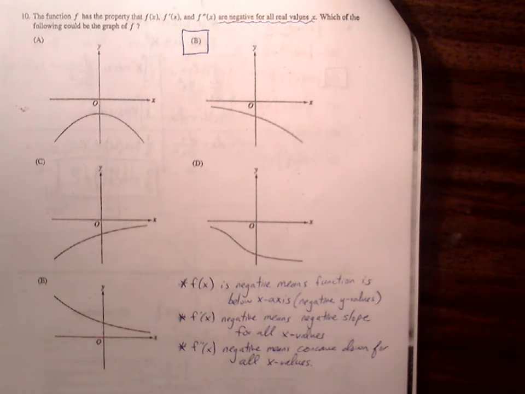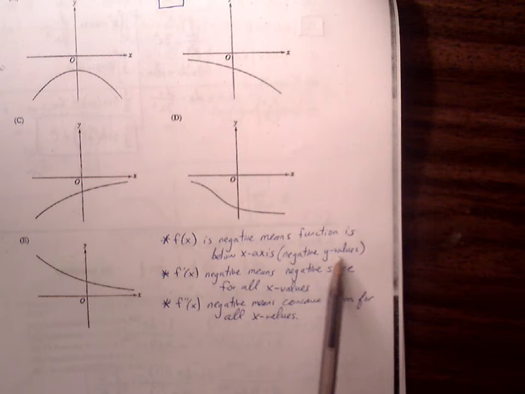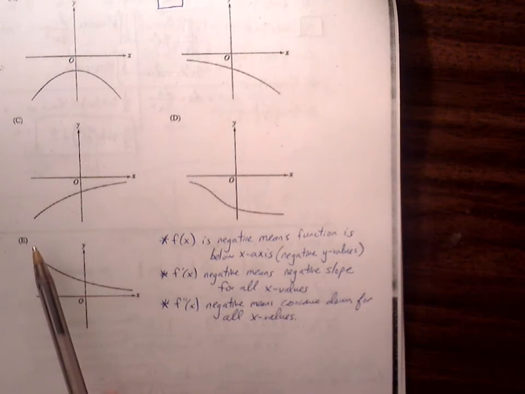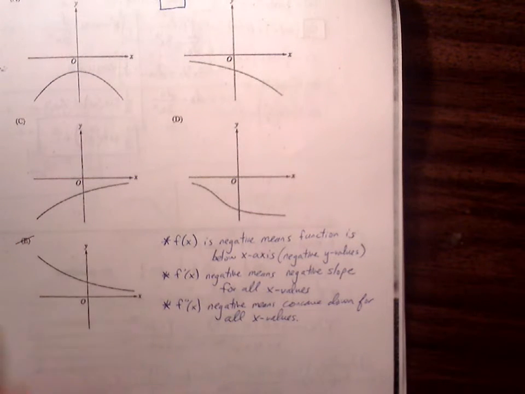So let's think about what that statement tells us. f of x is negative. That means that our function is below the x-axis, that all of our graph has to be below the x-axis. So we can instantly take out E, right? E, we see that's not the case, so this has to be out.